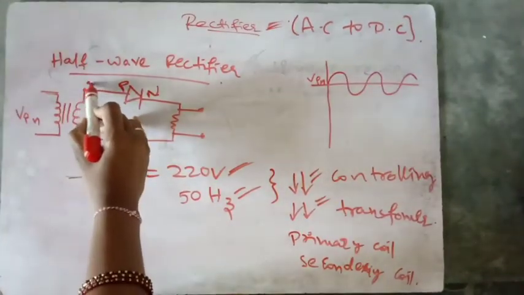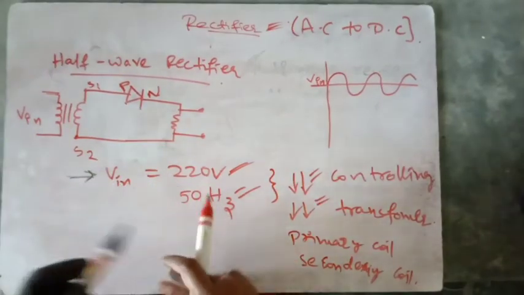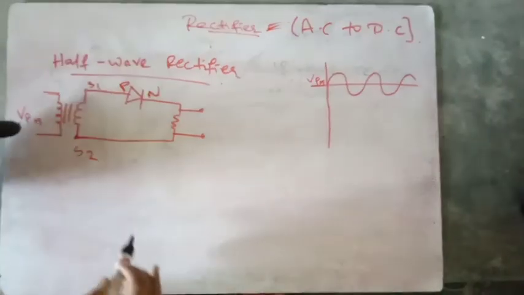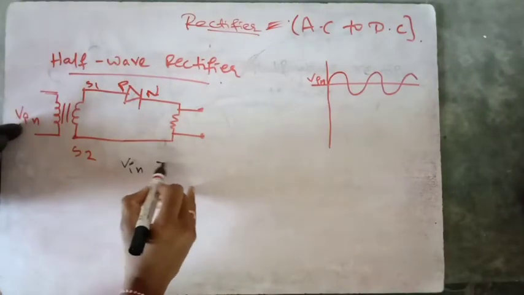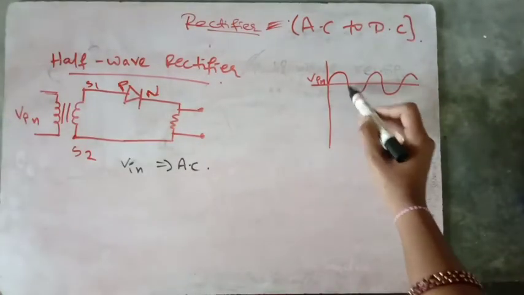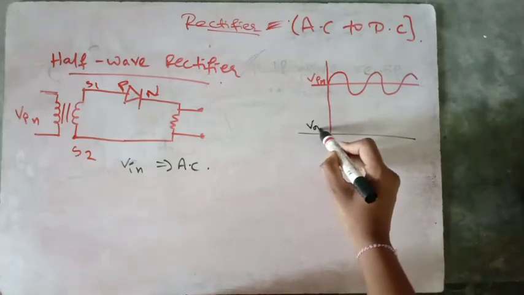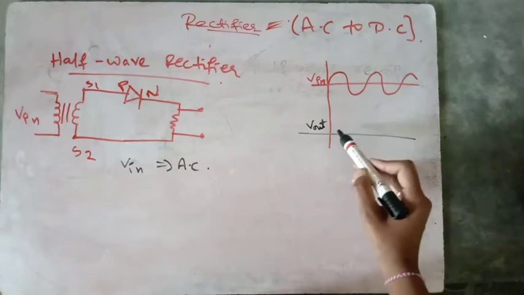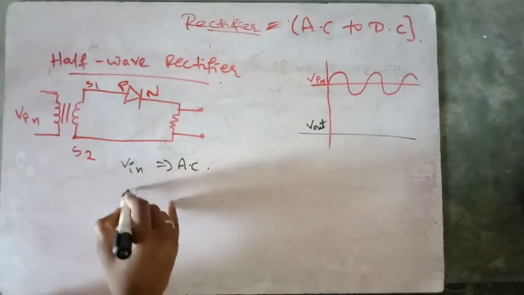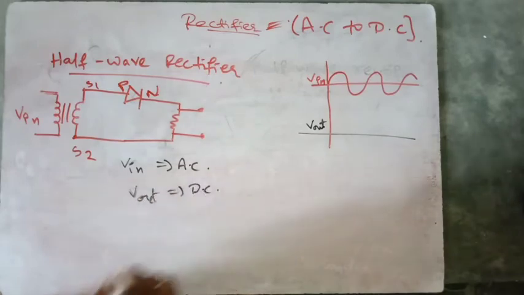If this is S1 and this is S2, I will explain. Here the input voltage is AC voltage, but I want the output voltage to be a DC voltage. I want a DC output voltage.